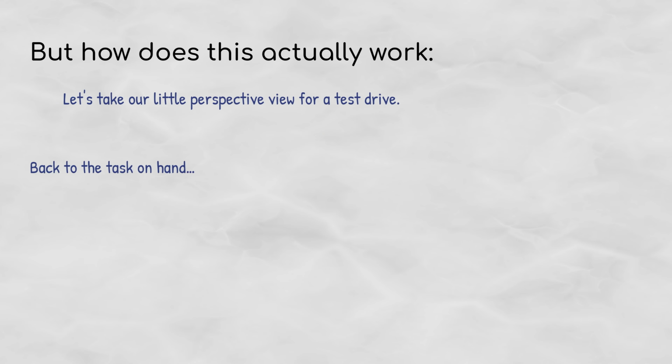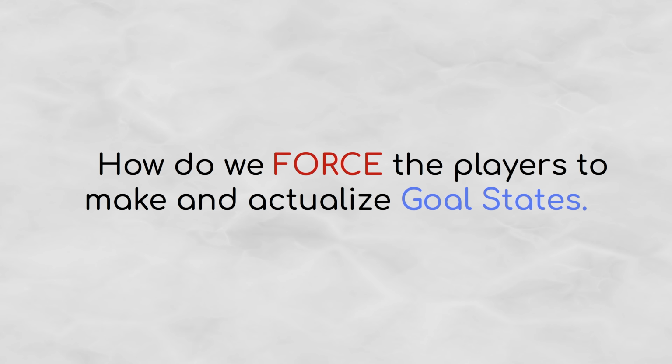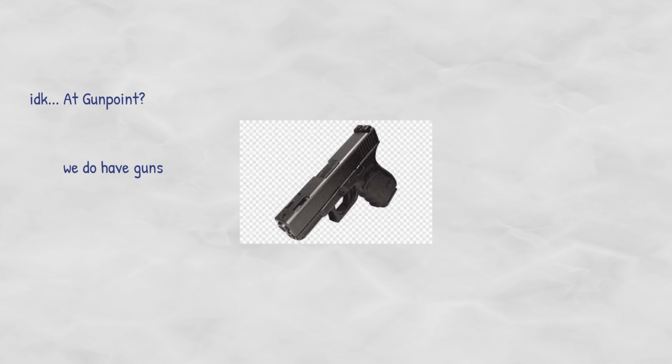But how does this actually work? To understand this, we should take our perspective for a little bit of test drive and get back to our task at hand. How do we force the players to make and actualize goal states? By Storm Hughes. I would try it at gunpoint. I mean, we have the guns, so might as well use them.